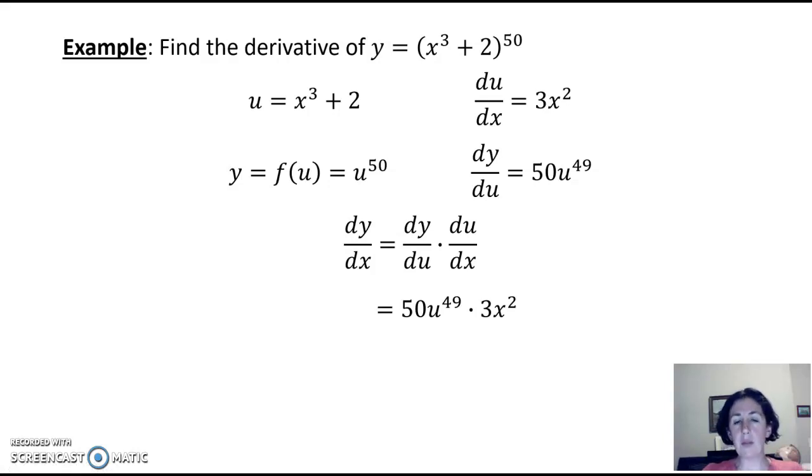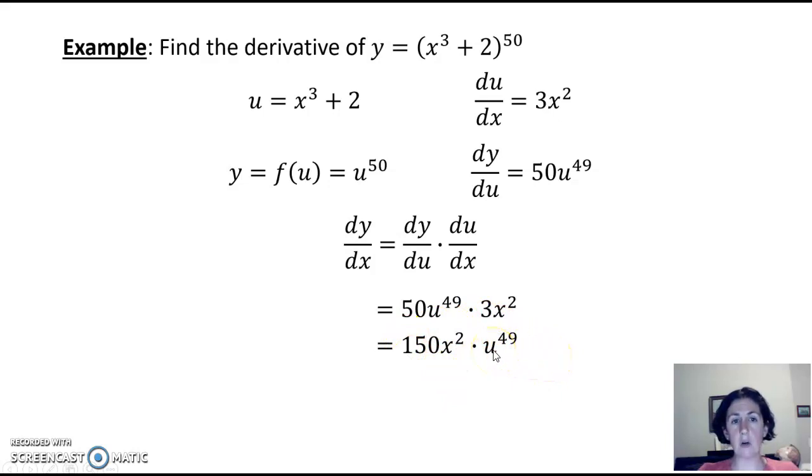Now the problem with this is, and I can simplify this, right? I can do 50 times 3x squared to get 150x squared times u to the 49th. The problem with this is that my derivative now has a u in it, and I'm trying to differentiate y with respect to x. So I shouldn't have a u. This whole thing should be in terms of x.